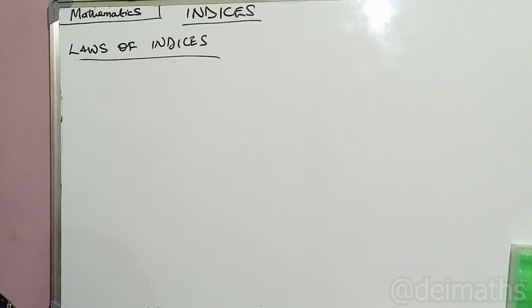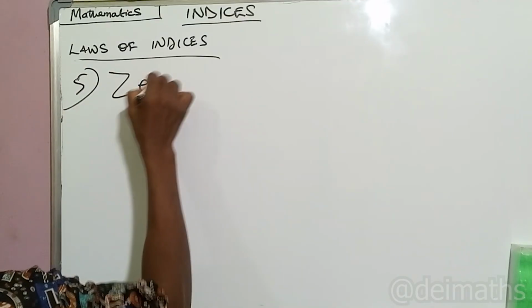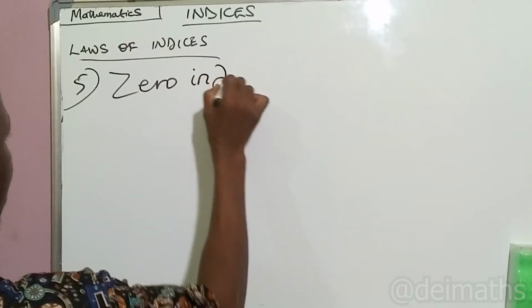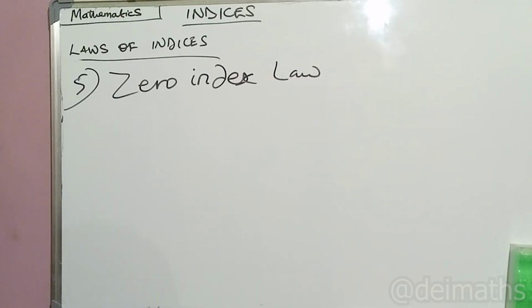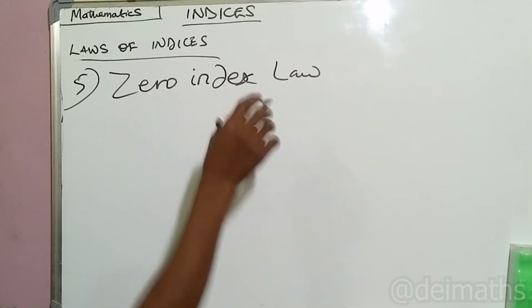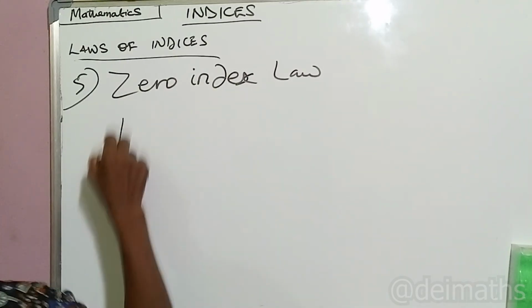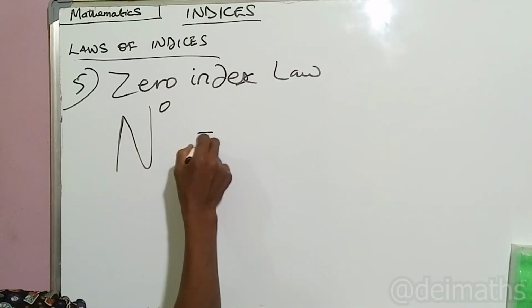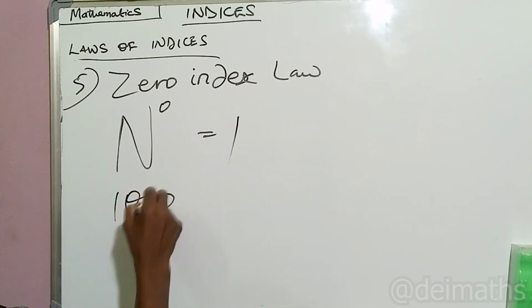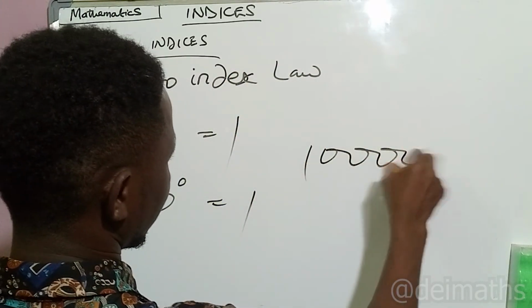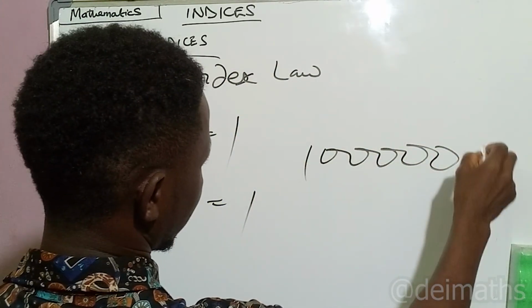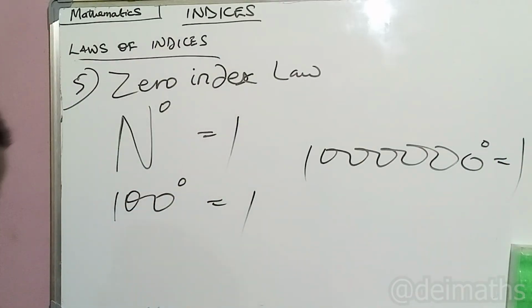Now the next one we call number 5, the zero index law. The zero index law just says that any number raised to power 0 is 1. We have n raised to power 0, we have 1. 100 raised to power 0 equals to 1. 1 million raised to power 0 is equal to 1. As simple as that.